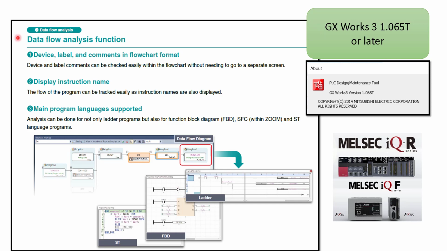And the new function that I want to tell you about is the data flow analysis function. I'm super excited about this. I think it's going to greatly improve the ability to troubleshoot very quickly why a bit is turning on or not turning on. It does support devices, labels, and comments in a flowchart style, which we'll see here in a minute. I'll do a quick demonstration.